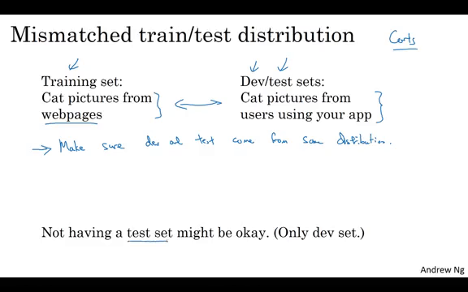Finally, it might be okay to not have a test set. Remember, the goal of the test set is to give you an unbiased estimate of the performance of your final network, of the network that you selected. But if you don't need that unbiased estimate, then it might be okay to not have a test set.